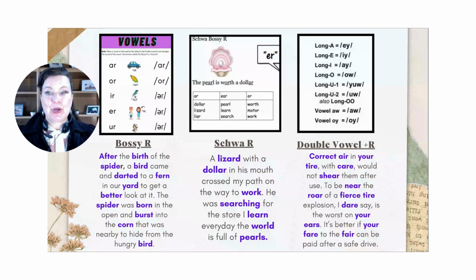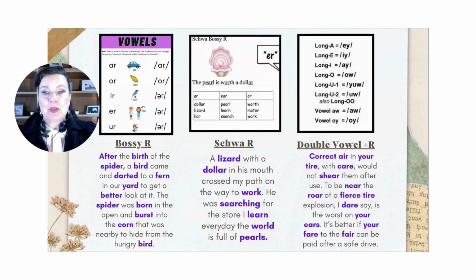Spider. Born. Or born. Burst. Corn. Bird. Good job. And now completely schwa, even in combination where you might think it would contain the R sound or even preserve the long vowel sound. Here we have a truly schwa where the vowel is eliminated because of that R.